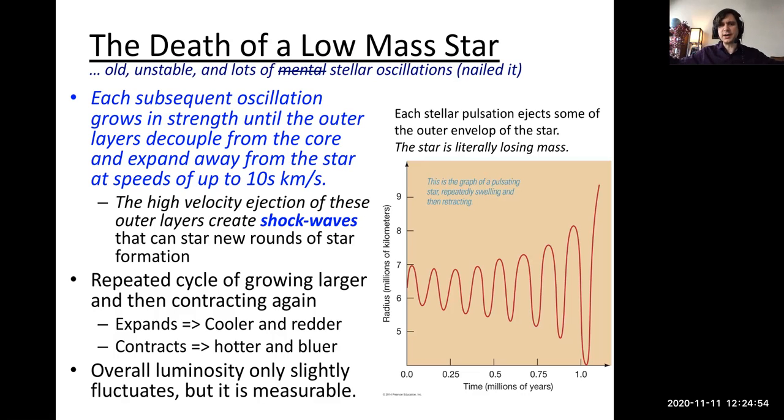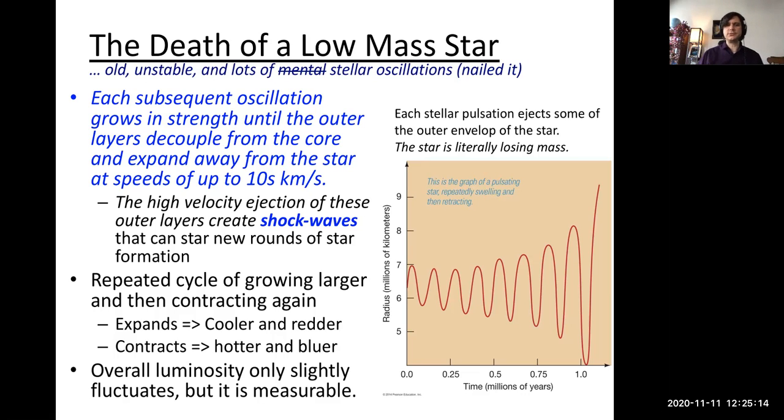And with these high velocities, these are technically creating shock waves. And these are the types of shock waves that we were talking about that can set off a new round of star formation. So the death of a sun-like star can be the birth of a new round of stars. This nice little cycle going on.